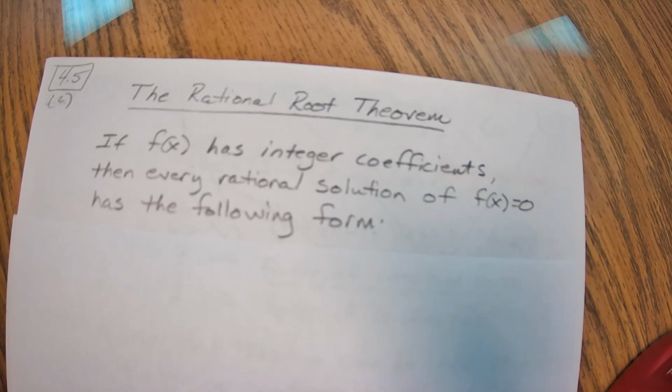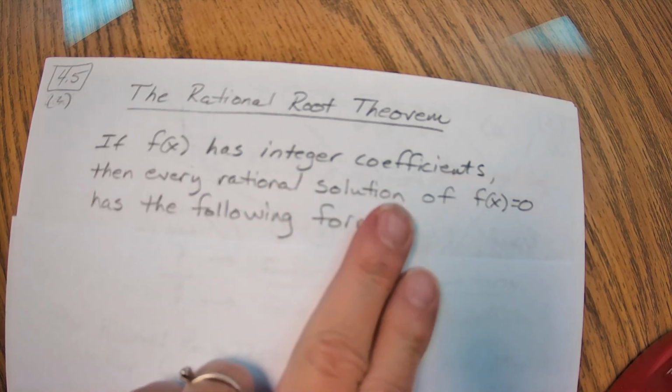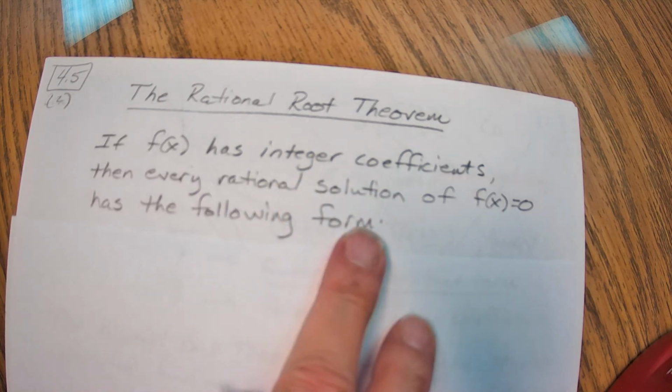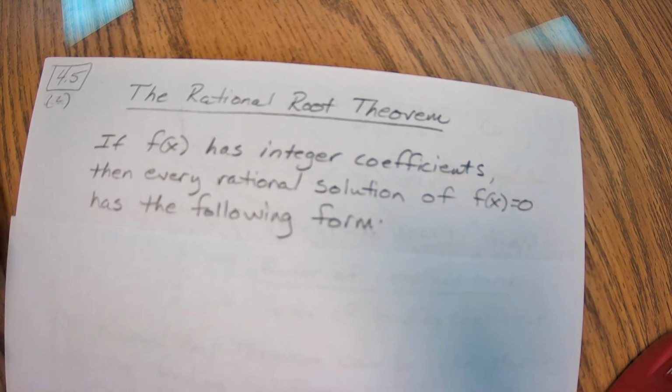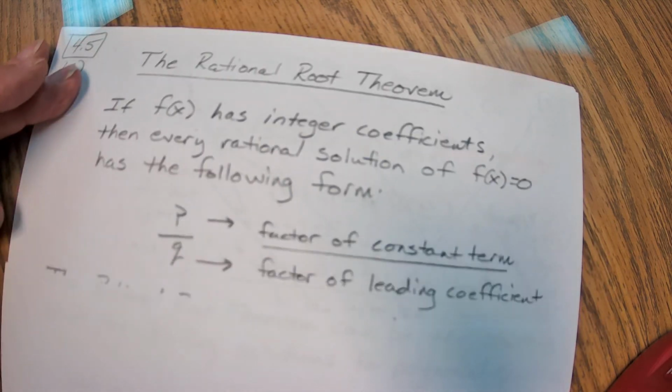Okay, we're at college algebra. This is section 4.5, and we're going to discuss the rational root theorem. So the rational root theorem says that if your function has integer coefficients, then every rational solution, in other words, where y equals 0, has the following form.